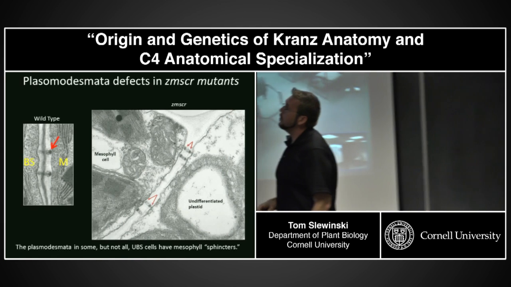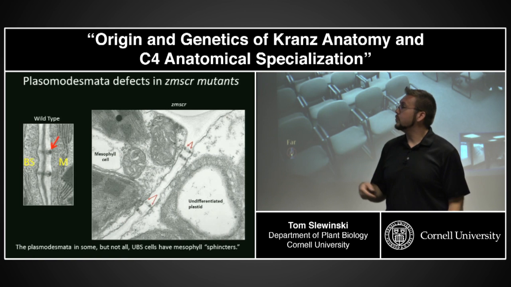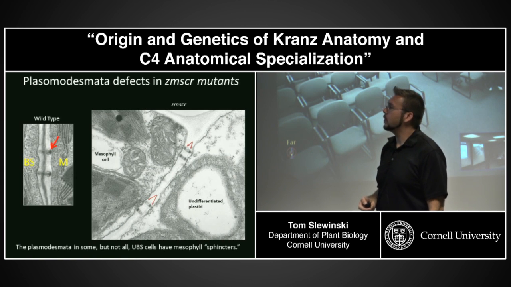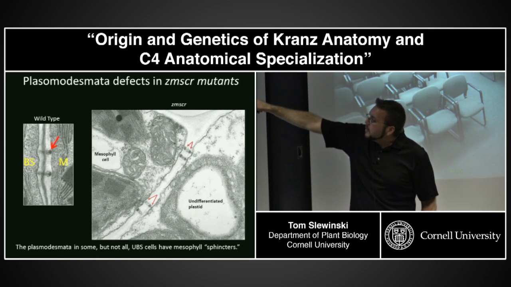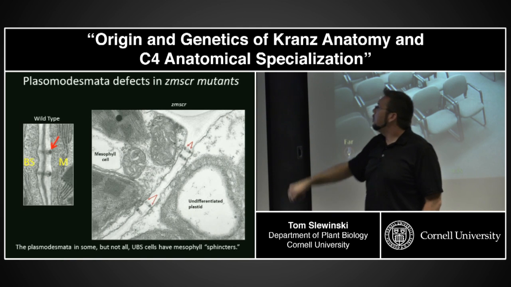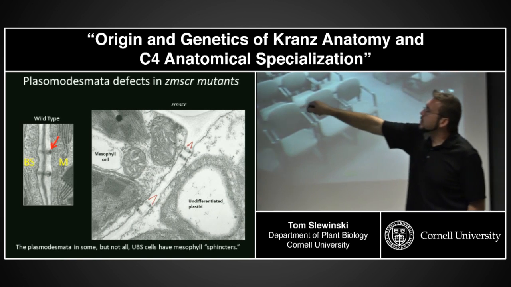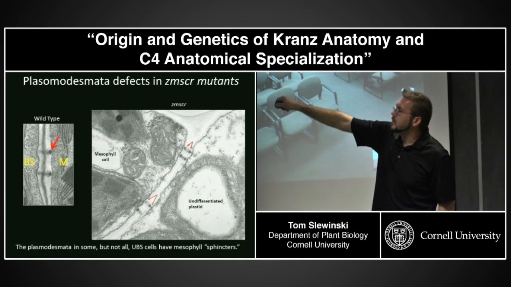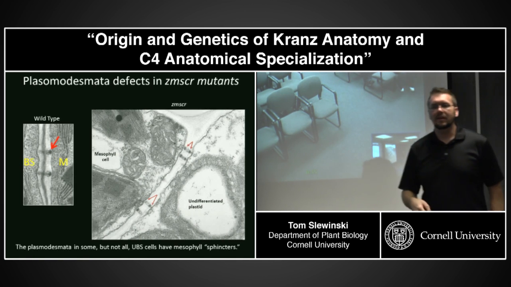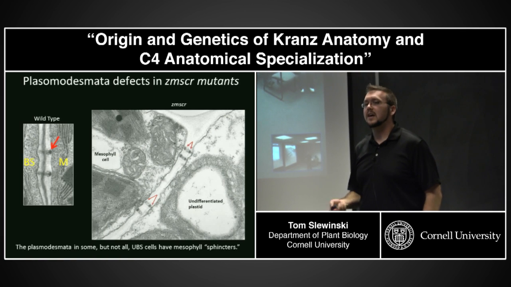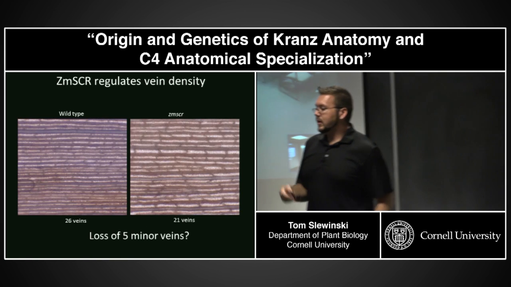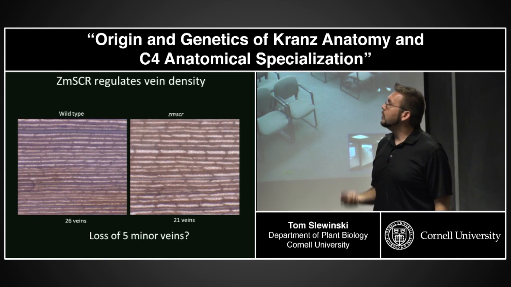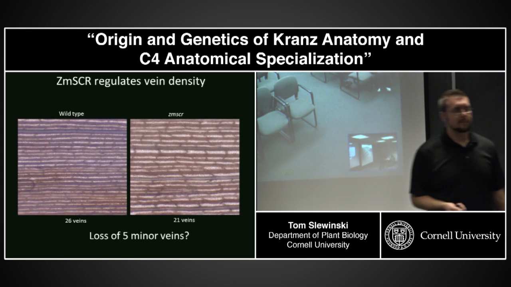And also, we found that the plasmodesmata, which are required for the cell-cell interactions between the two, are also altered. So in wild type, you have the bundle sheath and mesophyll, plasmodesmata that connect them, and only sphincters on the mesophyll side. But in the mutants, we're finding that the sphincters are actually on both sides for the undifferentiated plastid mesophyll, suggesting that you've disrupted the identity of the bundle sheath itself. So overall, the combination of these effects reduces vein density in the plant.